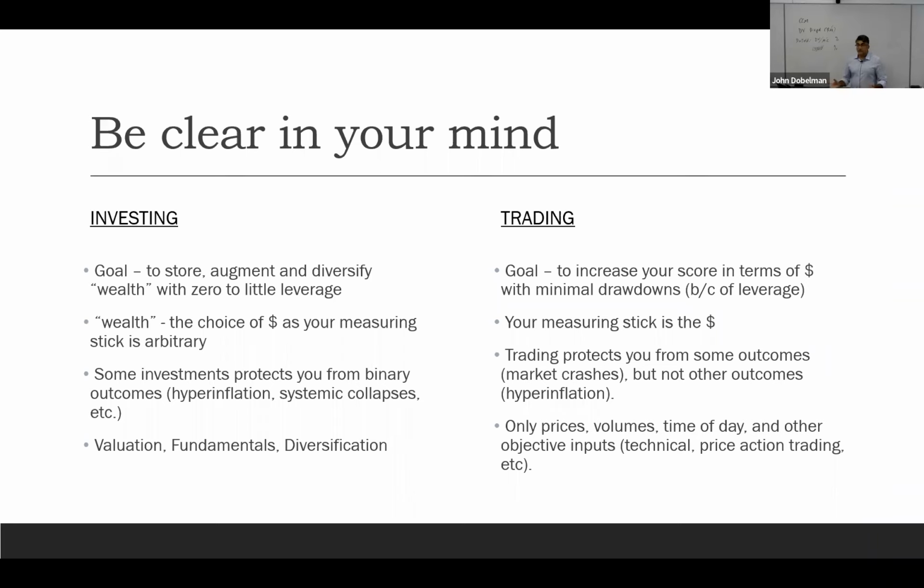You have to almost think of it like a game, and the dollar is your score. And so you do measure it against dollars, because at the end of the day, if you have a fund running a trading system, you have to show returns in terms of dollars. And the goal is to increase that score with minimal drawdowns, because the better your return to risk ratio, the more leverage you can apply safely to a trading system.